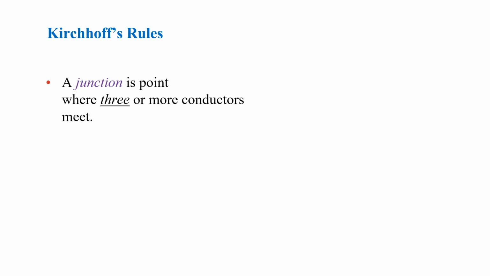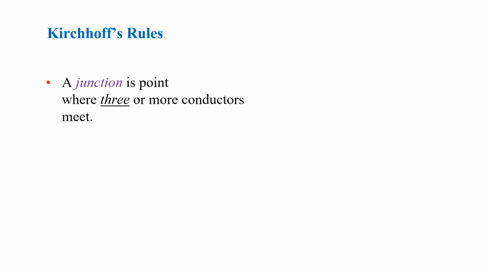Kirchhoff's rules, named after Gustav Robert Kirchhoff, has two rules. The first rule is your junction rule, and the second one is your loop rule. We're going to discuss these two rules individually. But before that, let us define what a junction is.